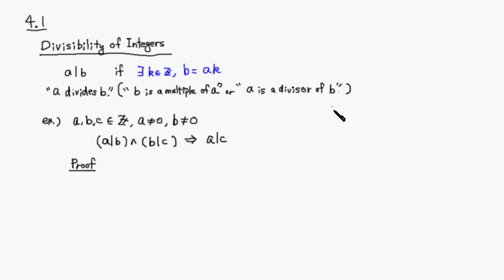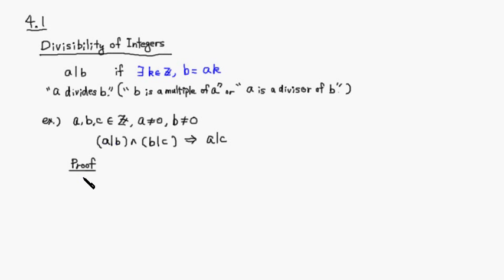Let's look at the example where it involves divisibility of integers. Let's say you have three integers, A, B, and C, and A and B are non-zero. Here's the statement we need to prove: if A divides B and at the same time B divides C, then A is going to divide C. Let's prove that.